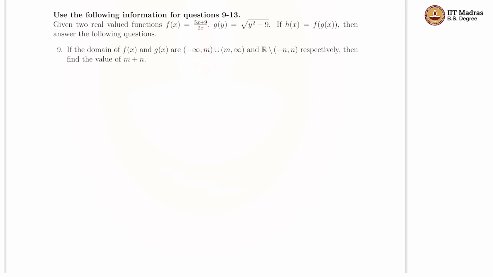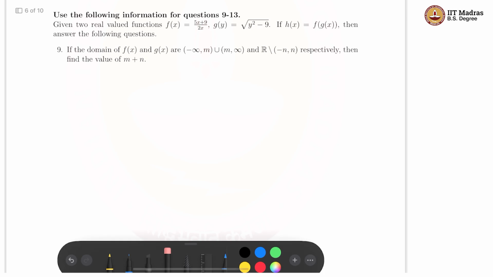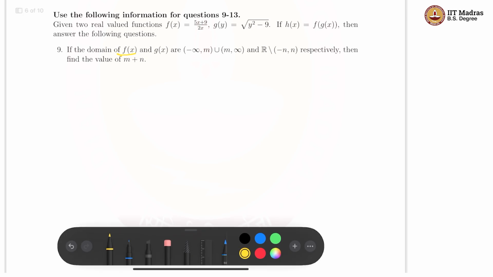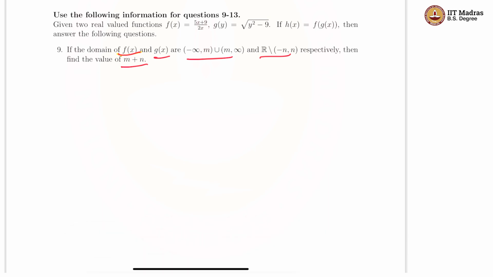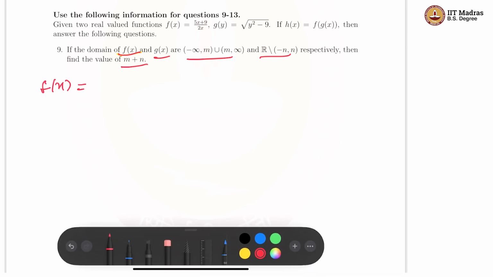So the question is, if the domain of f and g are this and this, then we have to find the value of m plus n. So we have to basically first find the domain of f and g. So f(x) is (5x + 9) by 2x.